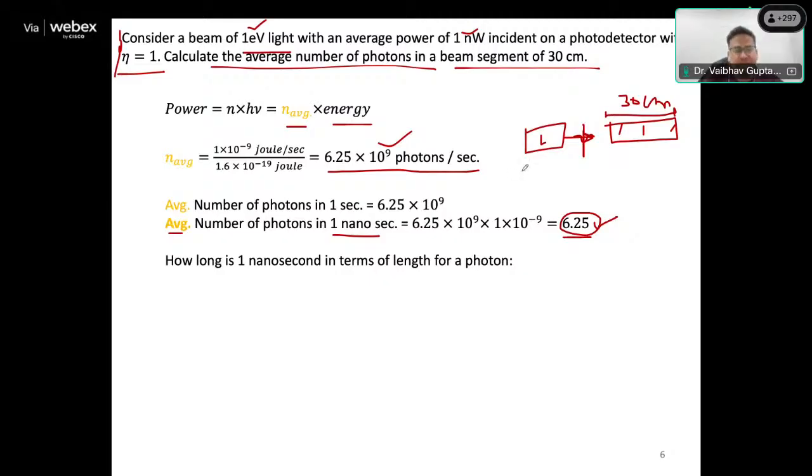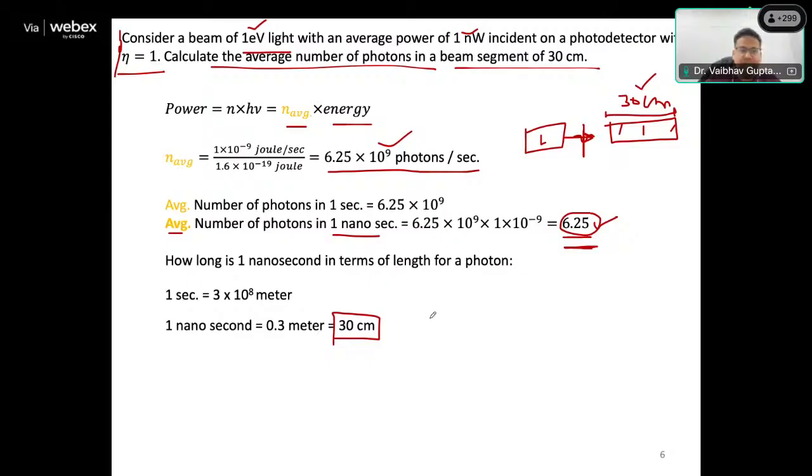So how long is 1 nanosecond in terms of length? We can convert this, since we know the speed of light, right? In 1 second, light covers this much distance, meaning we can also say a photon covers this much distance. So in 1 nanosecond, the distance a photon covers is 30 centimeter, right? So 6.25 photons should also be available in 30 centimeter. If I take a length of 30 centimeter, I should usually find roughly 6 photons within that distance.